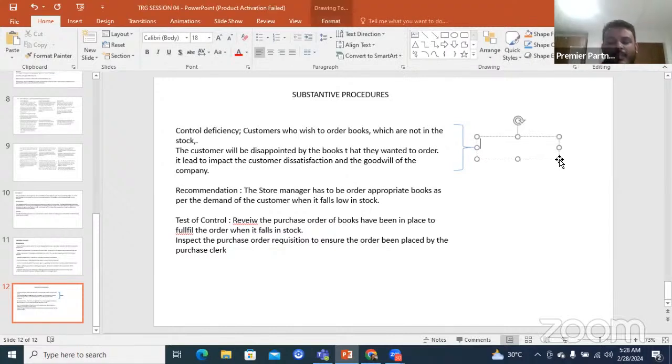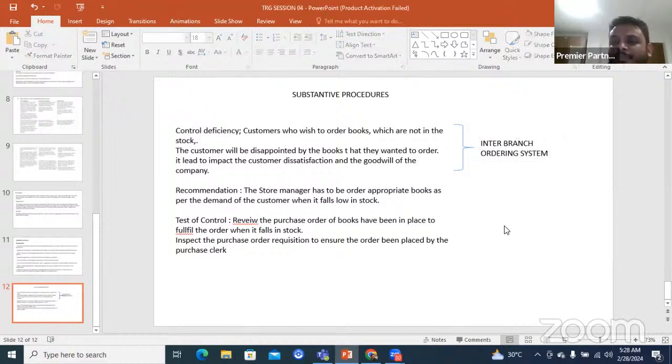That is what we call the inter-branch ordering system. This is the issue. One branch is not in a position to check the availability of stock in another branch. That is the problem. That should be explained clearly. That is missing here.